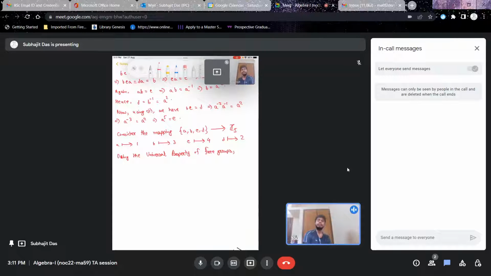which means that given any set map from X to any group G, this new map from X to G will factor through the map from X to F. In other words, the map from X to G can be extended uniquely, it has to factor uniquely, to a map from F_X to G. So using the universal property of free groups, there exists a unique group homomorphism from the free group generated by the set A, B, C, D into Z5. We get a group homomorphism of this into Z5.